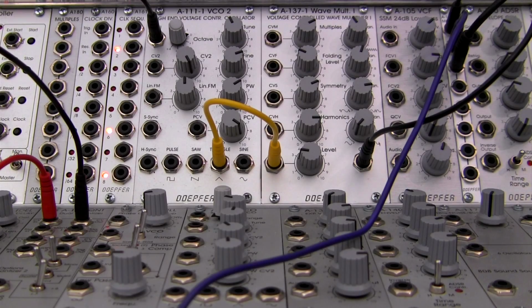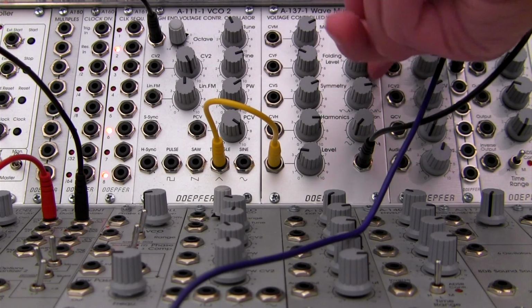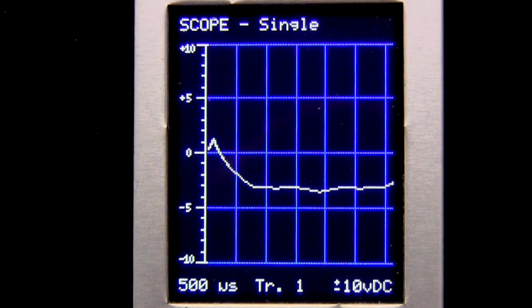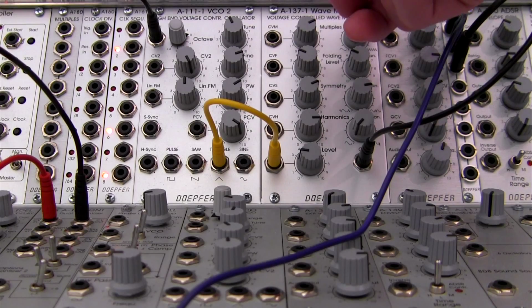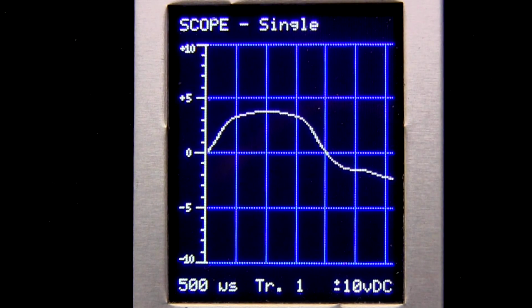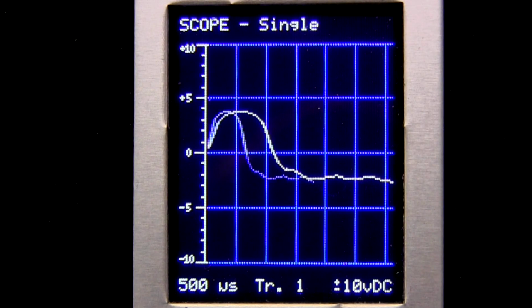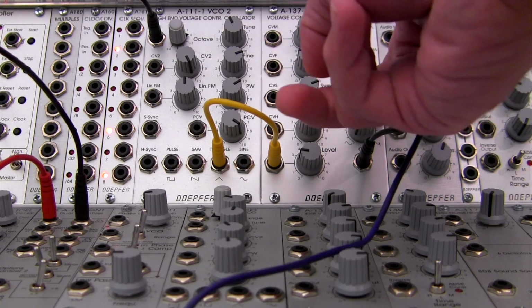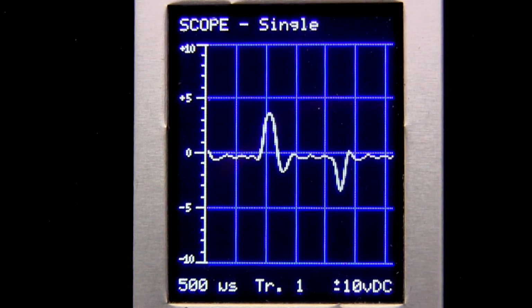Okay, so let's start at this sine shape, and now let's go back to our folding level and adjust that a little bit. And I'm going in the counterclockwise direction. And I'm starting to lose my signal over there. So let me try adjusting multiples, maybe in the clockwise direction. And if you look at our scope now, we have quite a different shape now. So there's literally hundreds and hundreds probably of different combinations that you can come up with. I'm going back to symmetry here.